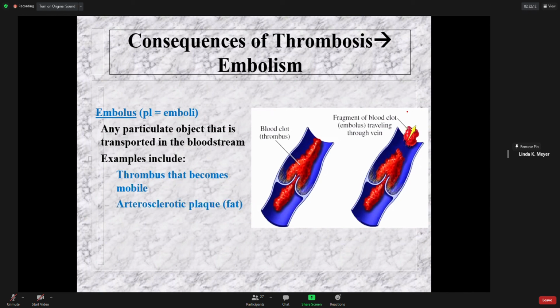It could be some patients that have arteriosclerosis. They have these plaques forming in the walls of those blood vessels. They can break off and travel through the circulation as emboli. Also air, a big air bubble in the bloodstream is classified, or if someone was shot and a bullet fragment was traveling through the circulation, that also is classified as an embolus.